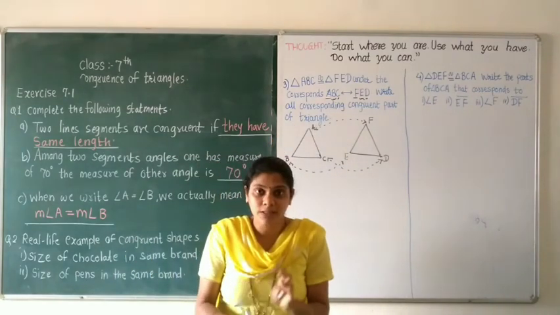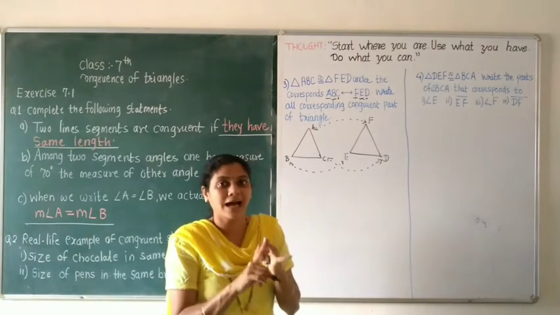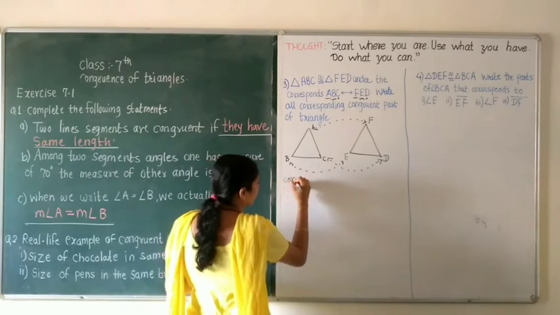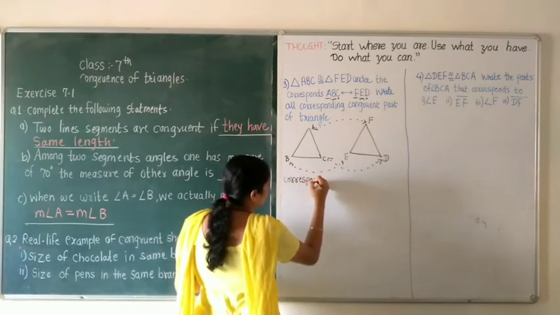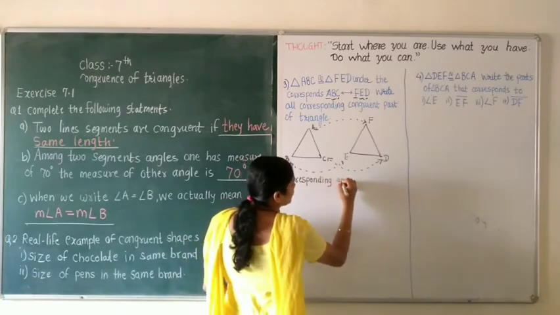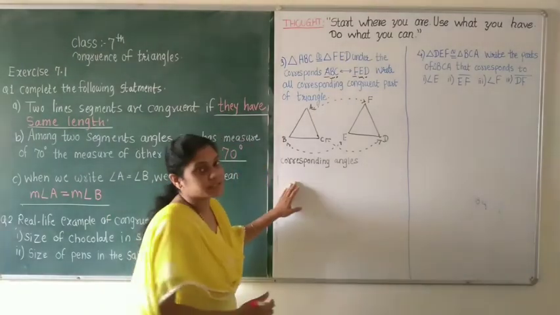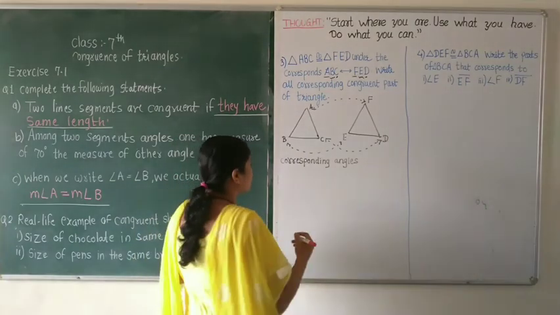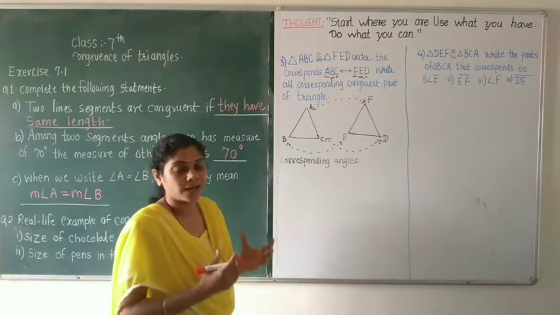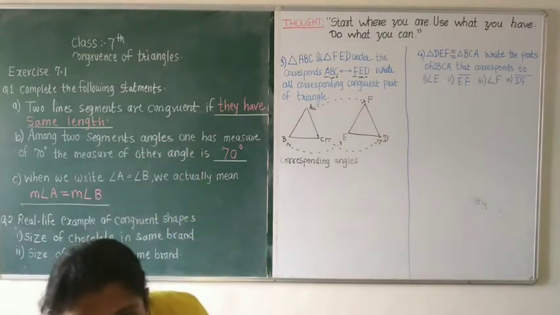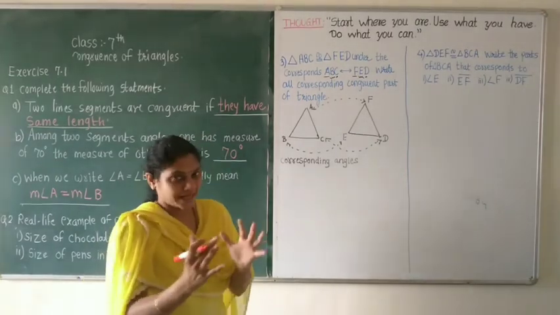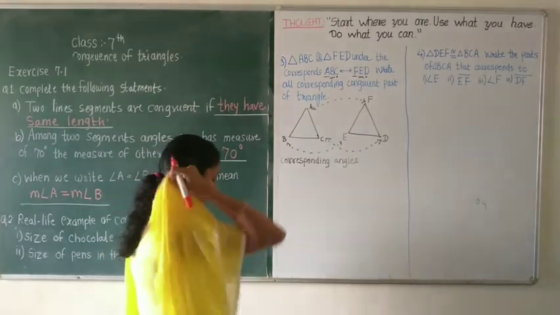Parts of the triangles? Sides and angles. Very good. Now we will write here corresponding angles. So how do we have to write the corresponding angles? While writing the corresponding angles, we have to use their corresponding sign. Okay. Now look here.